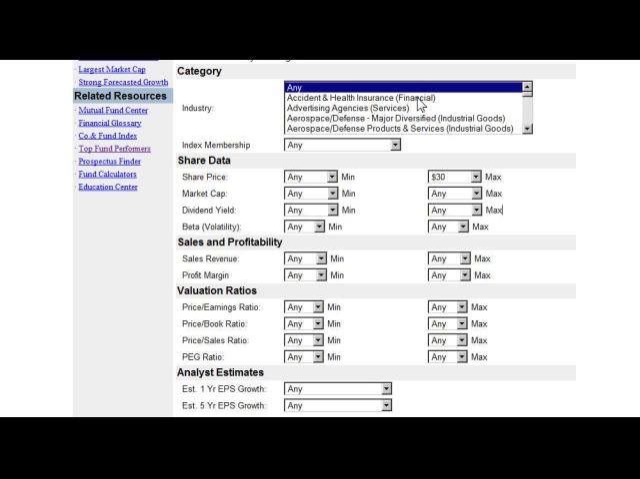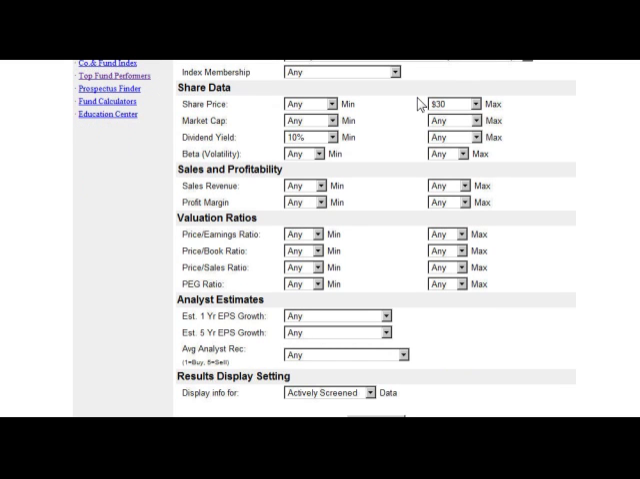Market cap, I don't care. Dividend yield, well, we're going to set the minimum at 10%. That means we're not going to look at junk. Beta, we don't care. Sales revenue, we don't care. Profit margin, well, that's kind of cool, but we don't really need it right now. We don't need any of that stuff. It's all grand illusion. That's all smoke and mirrors to confuse you and scare you because it's so complicated. So let's find some stocks.